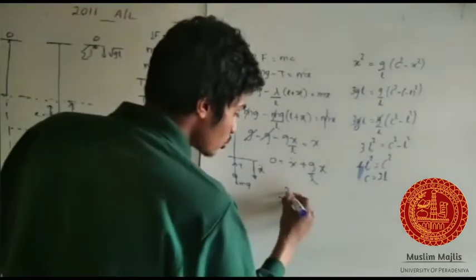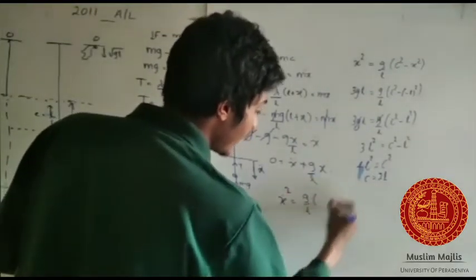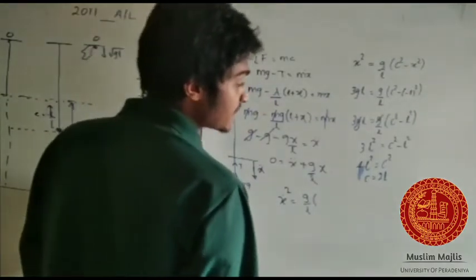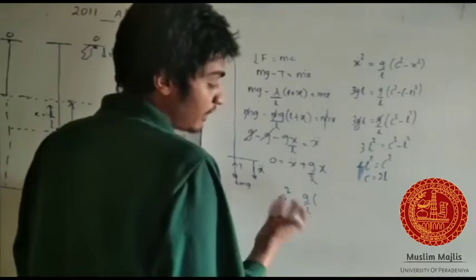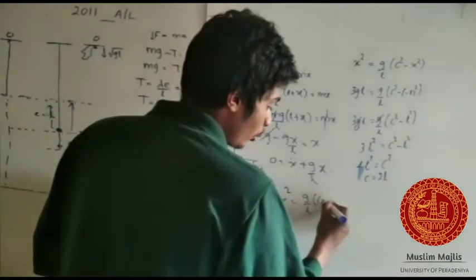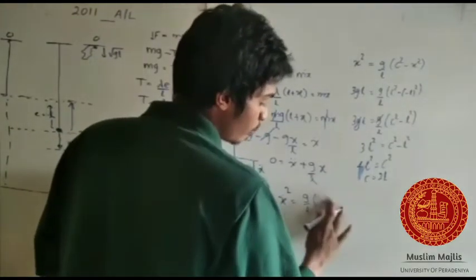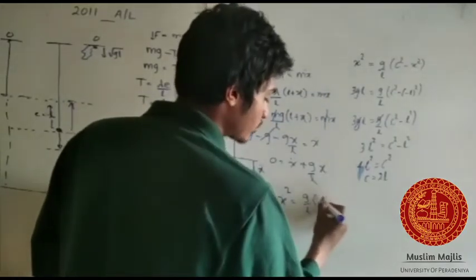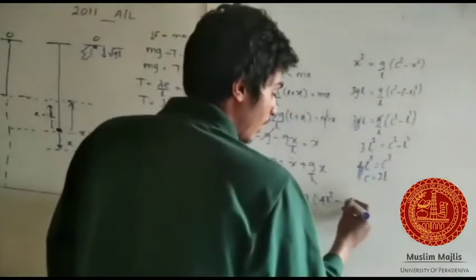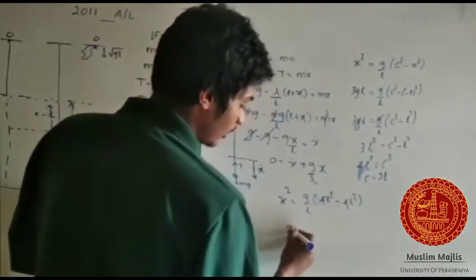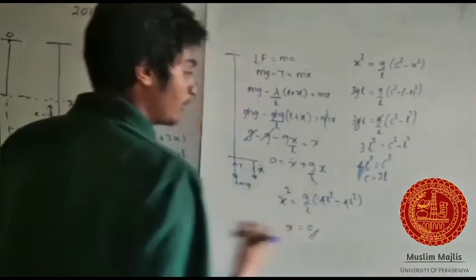So x dot squared is equal to G over L. Instead of C, you are going to put 2L, because you have to substitute that and find what this x squared actually means. So 2L squared is 4L squared. When x becomes 2L, you are going to have 4L squared here as well. So x dot becomes 0, obviously.